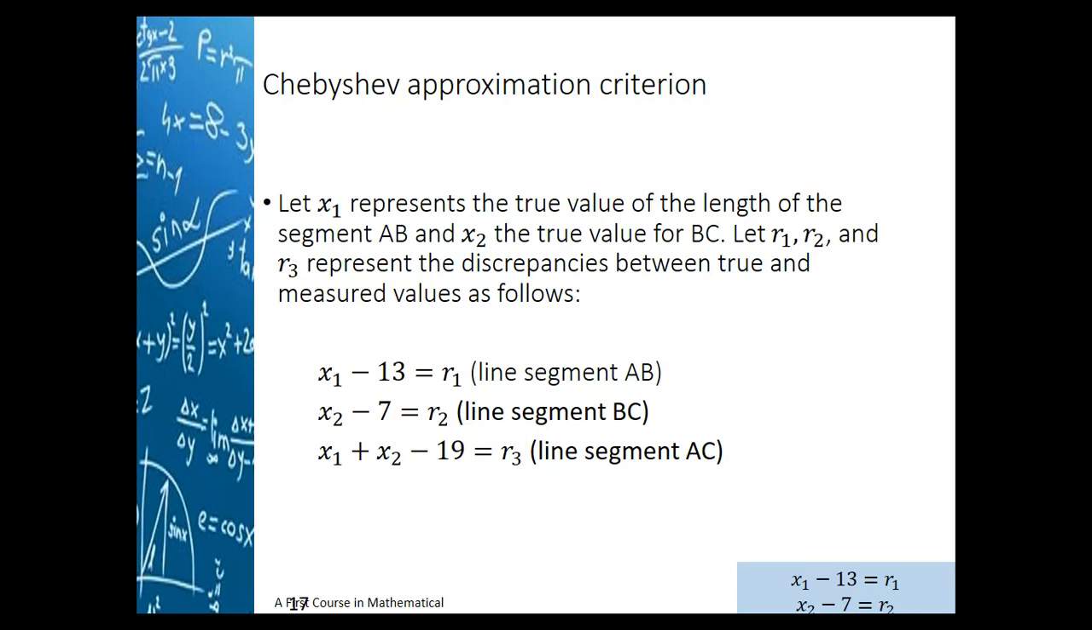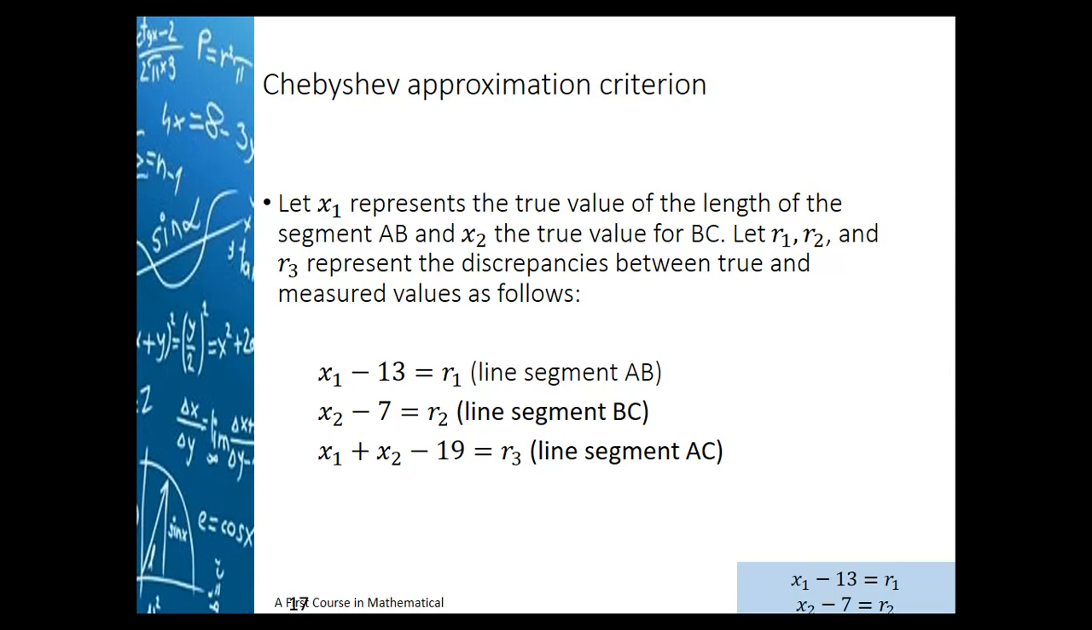So how do we move about? Let's say you introduce X1. X1 represents the true value of the length of the segment AB. You don't know that true value, but you know your measurement value. Your measurement value is 13. If your true value minus your measurement value, you will get the discrepancy value, the error value, the value that you feel is lost out.